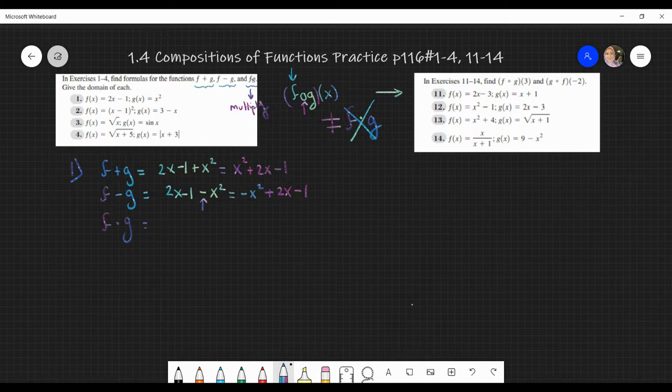Now I need to multiply them. So I need to multiply 2x minus 1. I multiply it by x squared. And this is when I need to distribute. So 2x cubed minus x squared.